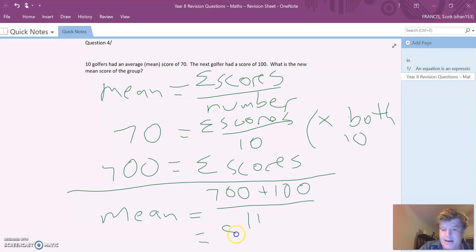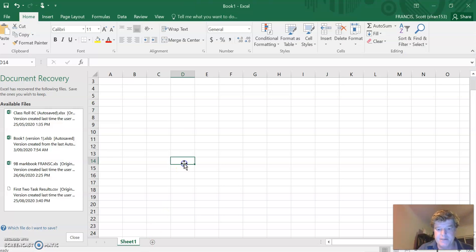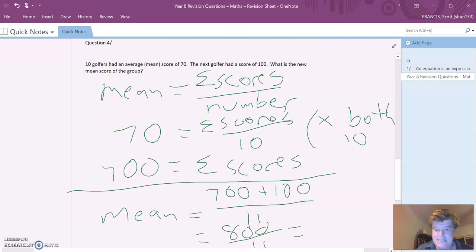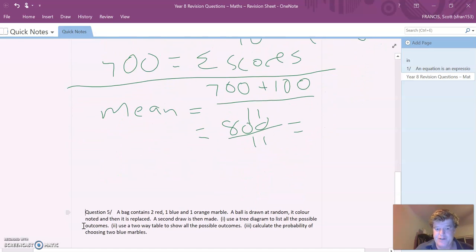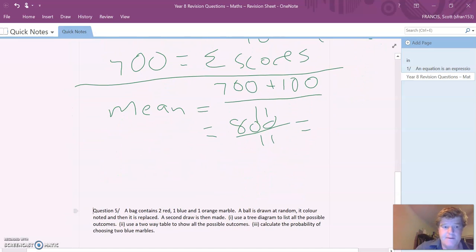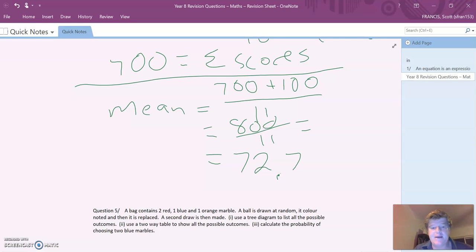So that's going to be 800 divided by 11. I don't have a calculator with me, so I'm just going to quickly sneak on here. 800 divided by 11 equals 72.7 is our answer. Okay, let's move this down a little bit so we can just finish this off. Equals 72.7. So that's our new mean.